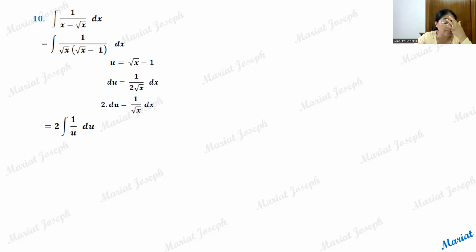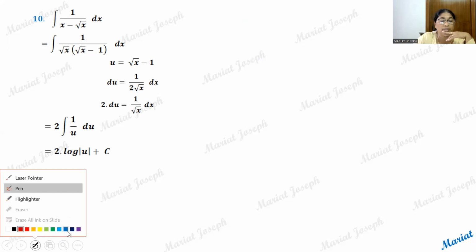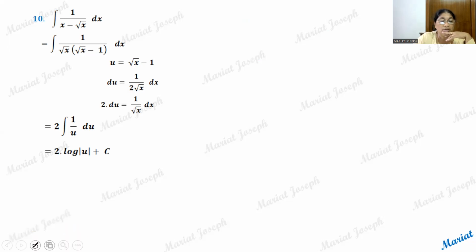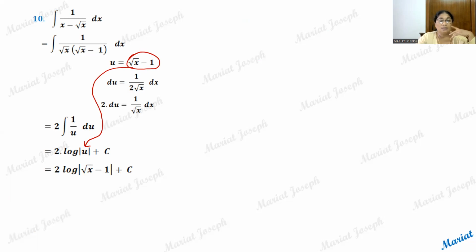And what is the integral of 1 upon u? Tanish, complete it. Ma'am, log u. Log u. And 1 upon u, integral is log u. Now you have to replace u. Substitute back this root x minus 1. Give it in place of u. That is 2 log root x minus 1 plus c.